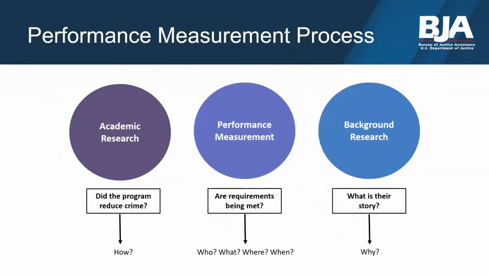Performance measurement is an important part of the performance management process. This graphic describes the performance management process in comparison to other types of data collection that you may be familiar with or even use to establish your existing program. There are a variety of approaches when it comes to data collection and analysis. Academic research is often used to show causation of a relationship between two variables. For example, academic research can help us answer questions such as, did this program reduce crime?